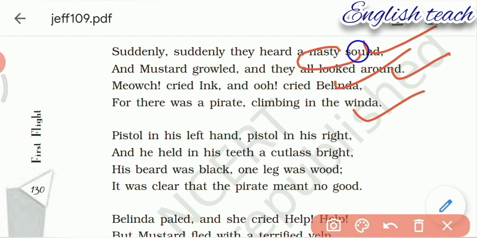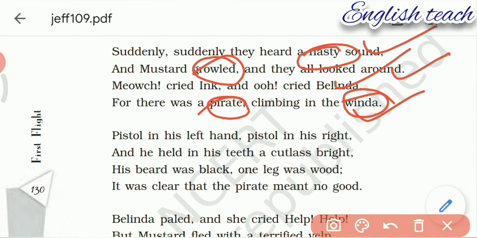Nasty. Nasty meaning is bad or unpleasant. Growled. Growled meaning is bark. Pirate. Pirate meaning is a person who robs ships in the sea. Window. Window meaning is it is used for window.